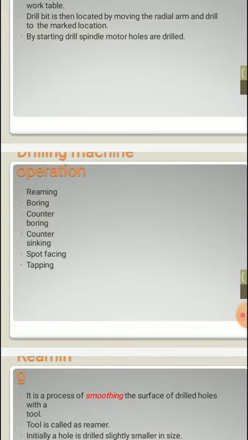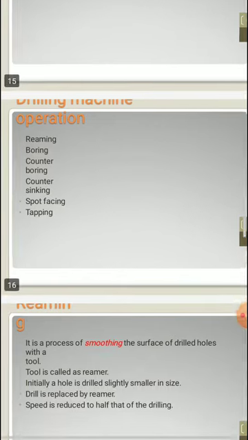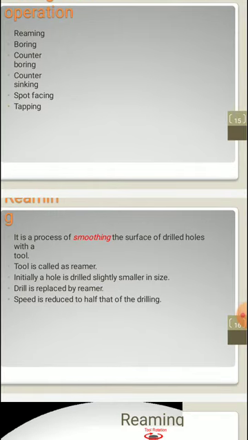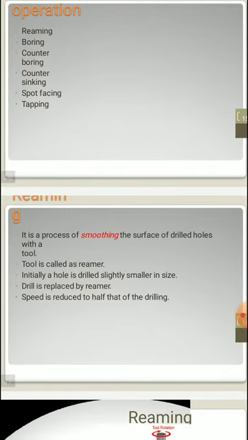So what are these different drilling machine operations all about? Let's see. The first operation is reaming. Let's have a look at the definition first: it is a process of smoothing the surface of the drill holes with a tool.